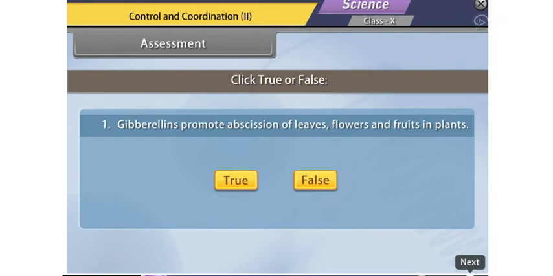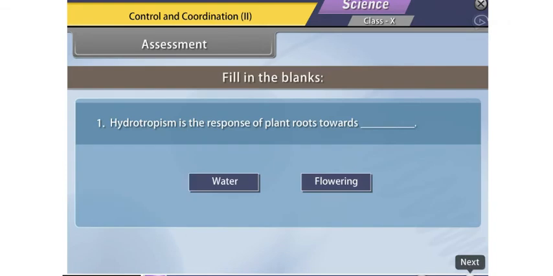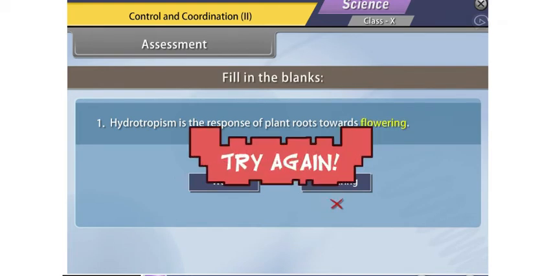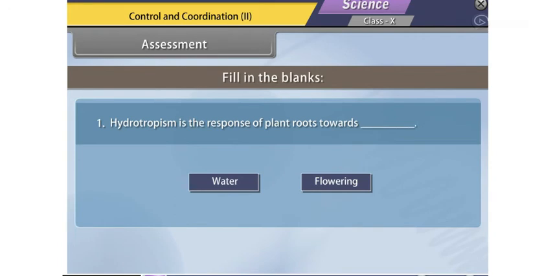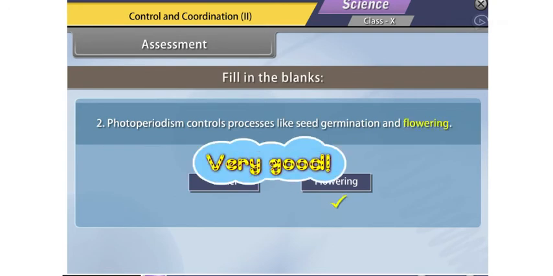Assessment. Before proceeding further, let us know how much you have learned. Click true or false. Fill in the blanks.